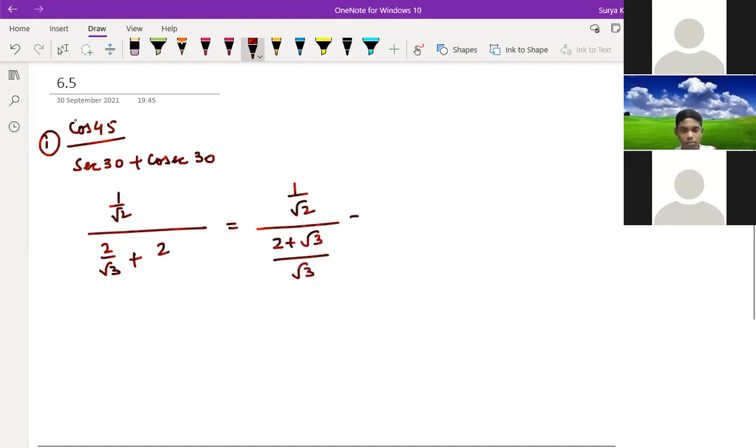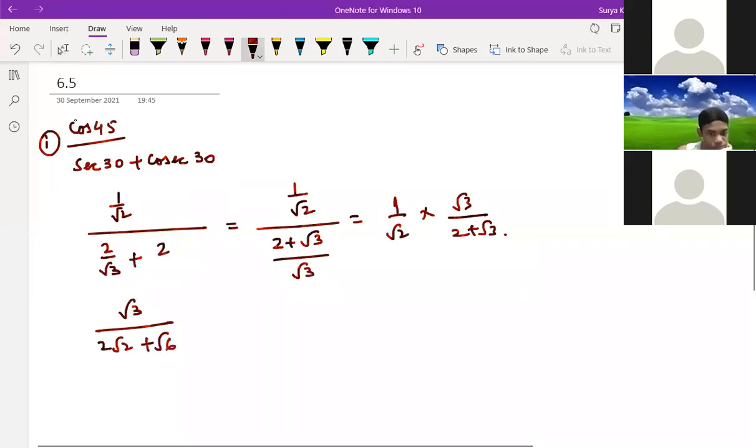Root 3. So we can write here 1 by root 2 multiplied by root 3 by 2 plus root 3. So root 3 divided by 2 root 2 plus root 6, correct? This much is clear. Drishi, till here it's clear to you? Yes, sir. Now we have to rationalize this part.